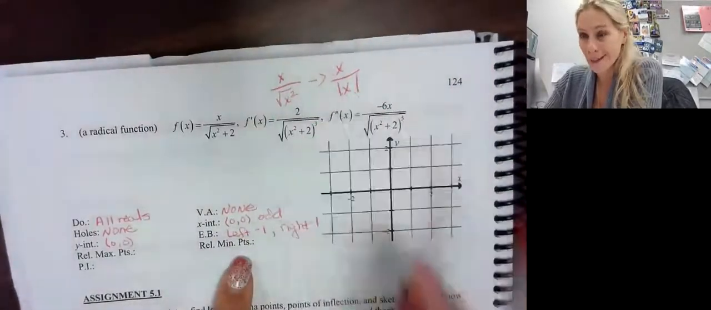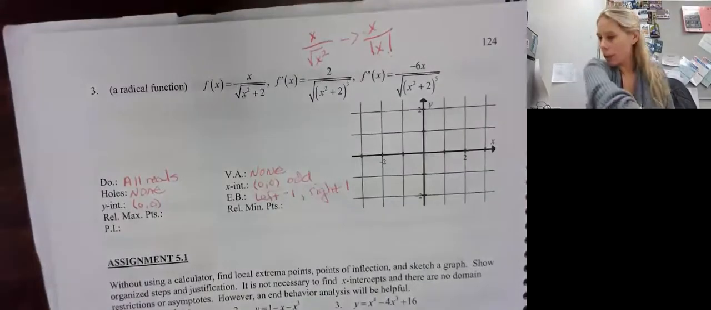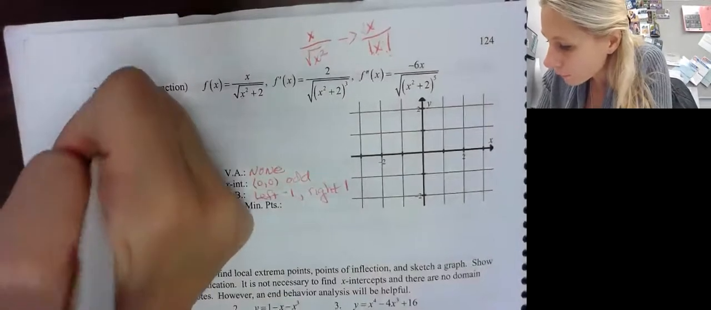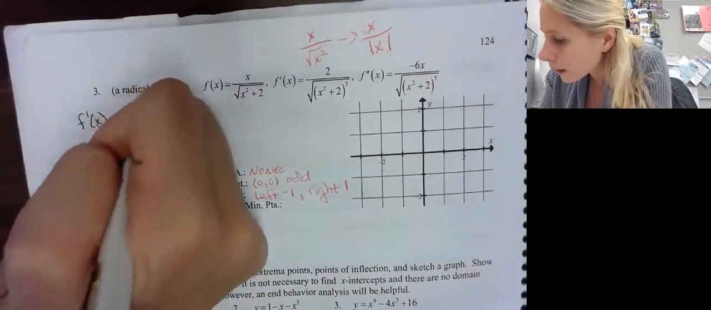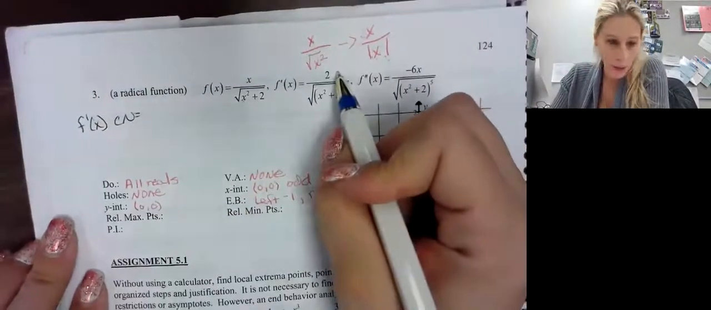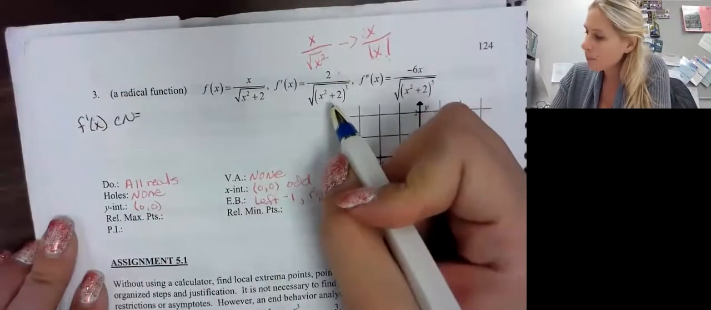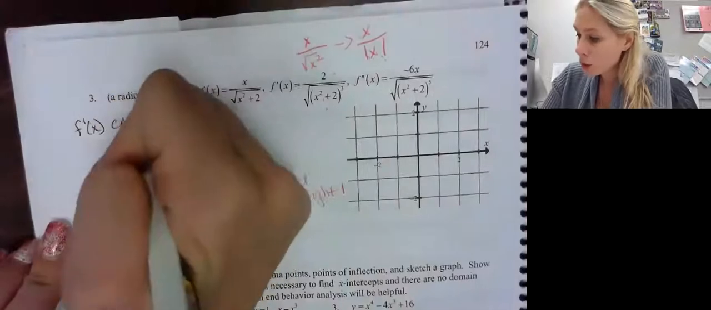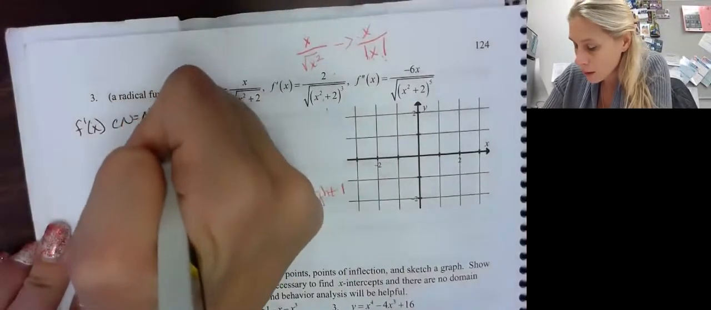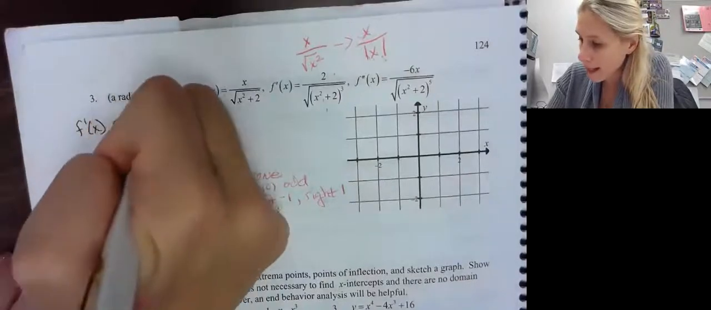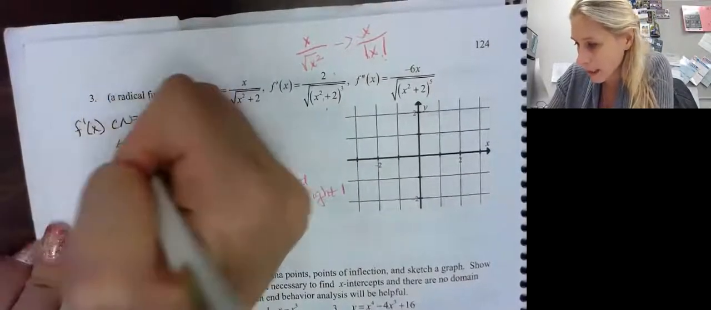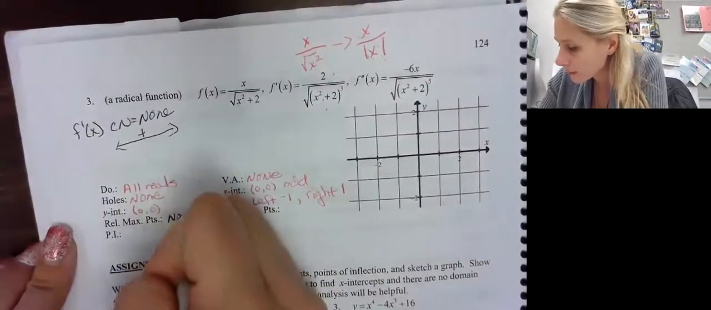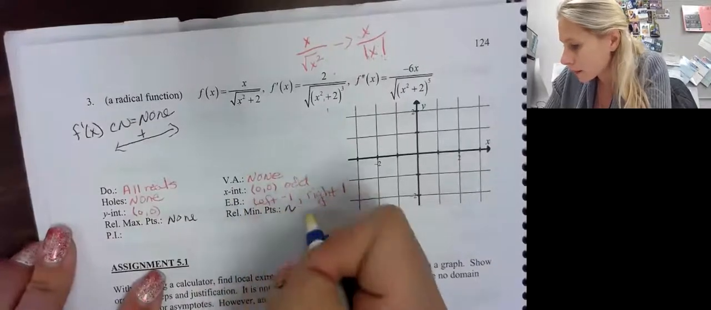This is going back a little bit. All right, let's look at our relative max and mins. So critical values for our derivative. Well, what makes the numerator 0? That would be nothing. What makes the bottom 0? Nothing. So no critical values. And what happens is that just means that everything is positive. Okay. So the whole thing is increasing. If the whole thing is increasing, we have no relative maxes and mins.